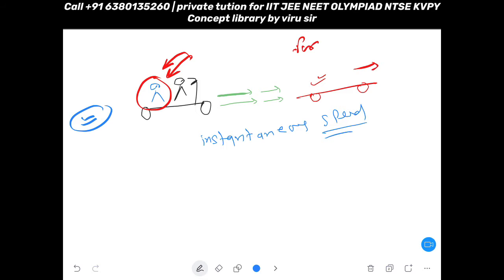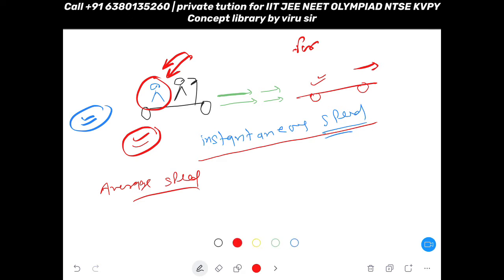Okay. So now see, we have something called instantaneous speed, and I hope you understood the idea of instantaneous speed. It's like at a particular point what was the speed. And then you have another speed that is called average speed. Now let's feel this speed.